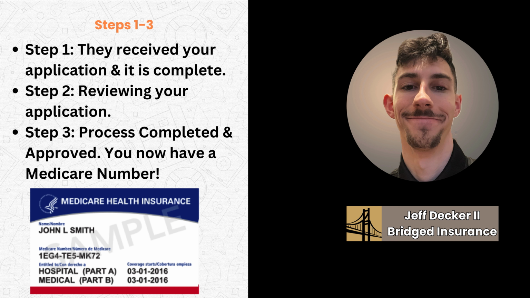The easiest way to get that number, once you see Step 3, is to log in to your Social Security account. And on your own landing page, if you scroll down a bit, you'll see something like print or save your benefits verification letter. When you click on that, it'll ask you to save it and open that PDF. And in the body of the letter, it will say your Medicare ID number. If you don't see an ID number in the letter, that means they haven't completed your application.